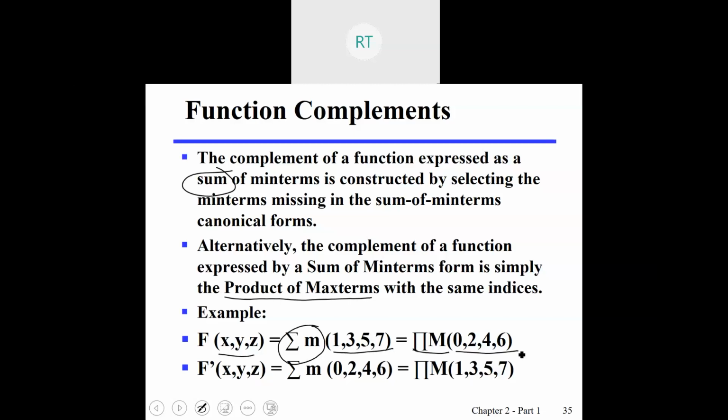Okay. If I want to find f bar, so it is actually the complement of f. Okay, how do you write it? It is the complement of where 1, 3, 5, 7 I have ones. Now I want to do the complement. It is 0, 2, 4, 6 now is where I have my complement, my ones. And in pi of big M 0, 2, 4, 6, it is going to be pi of big M 1, 3, 5, 7. This is of course f bar, the complement of f. Okay, clear?